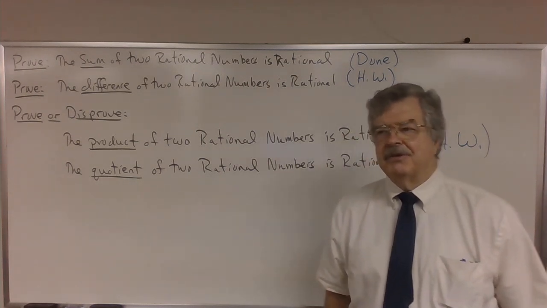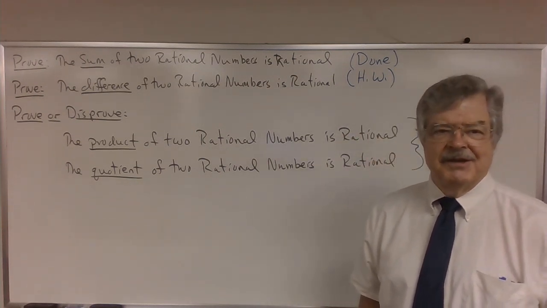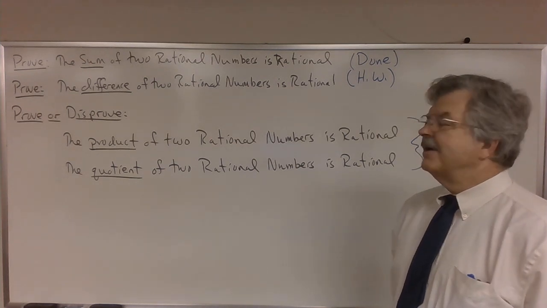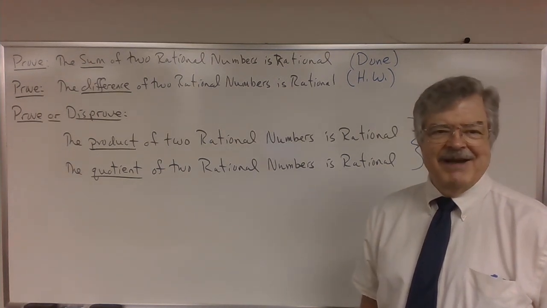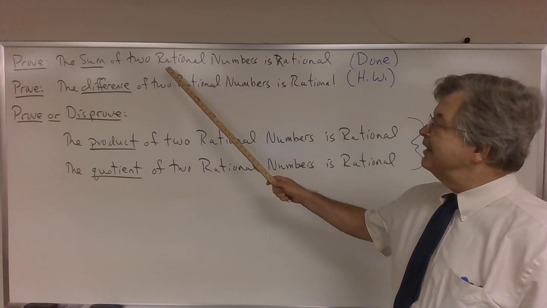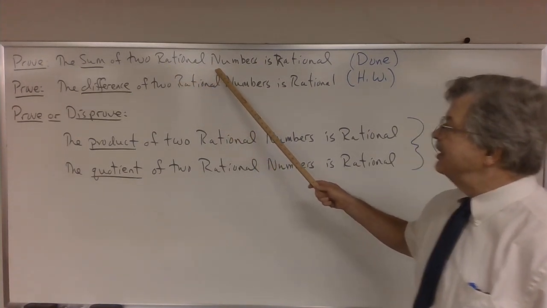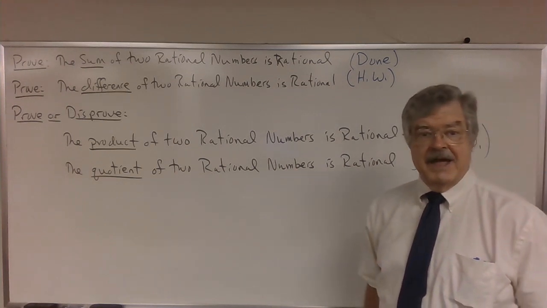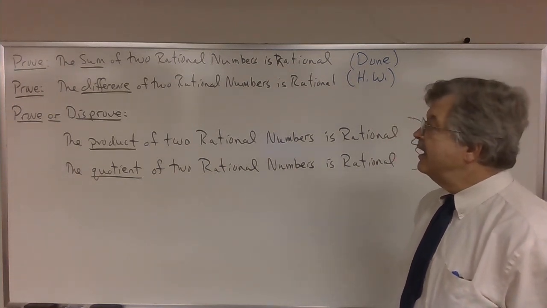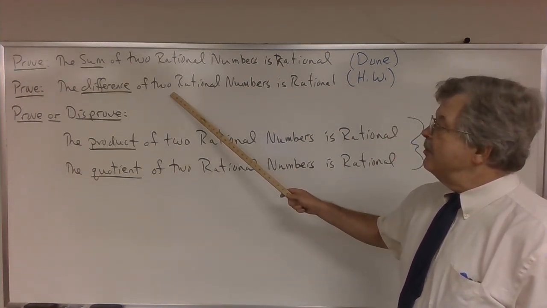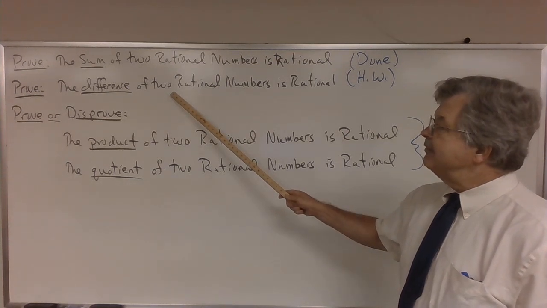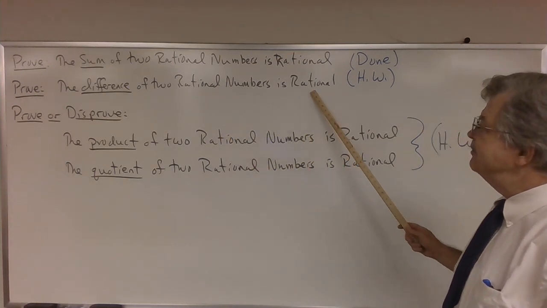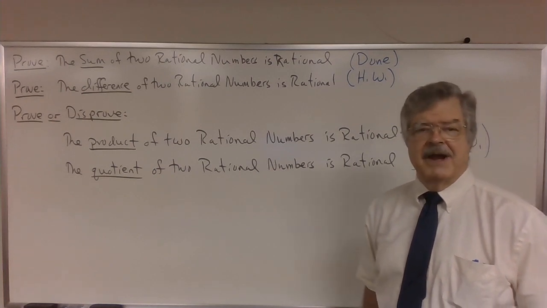We're going to assume some things that are not directly in evidence. Last time we proved that the sum of two rational numbers is rational. We did that in class. And for homework, we have to prove that the difference of two rational numbers is a rational number.